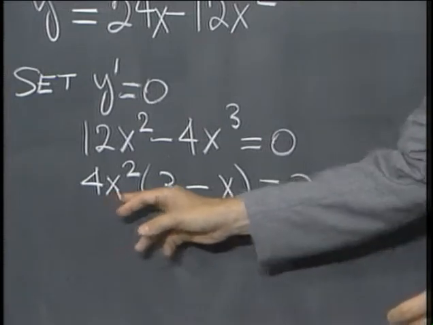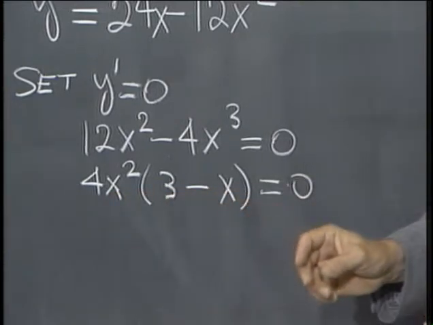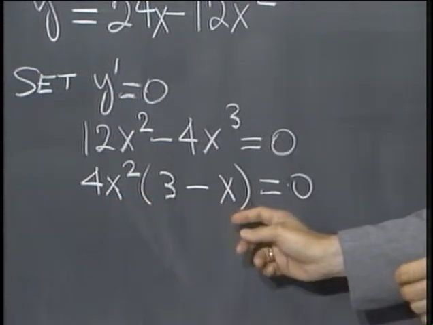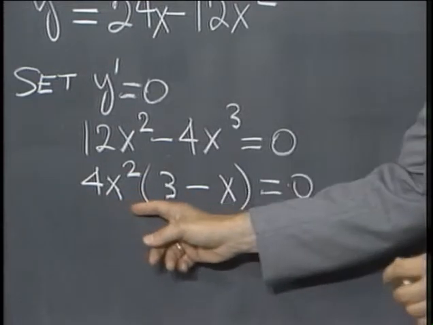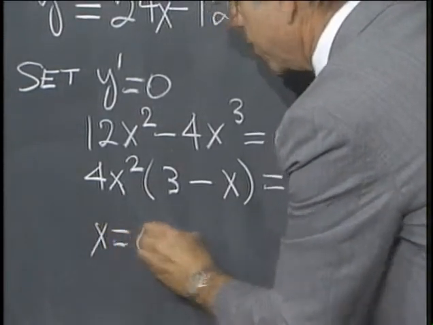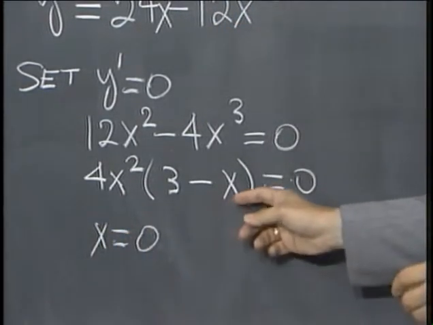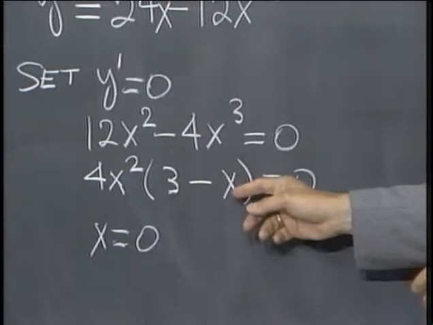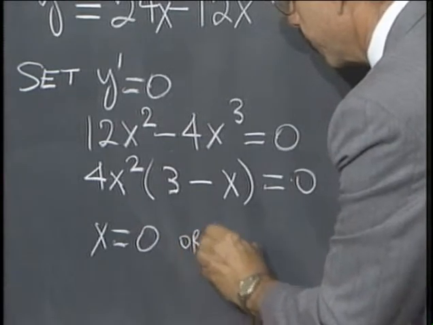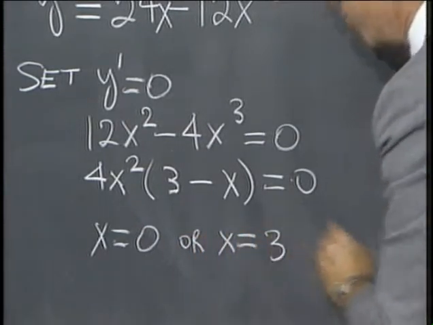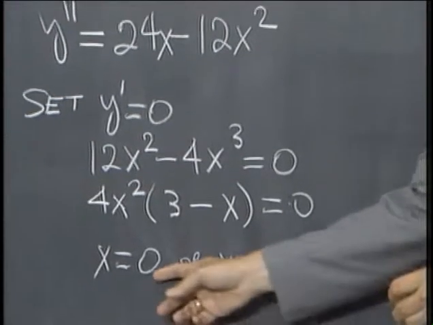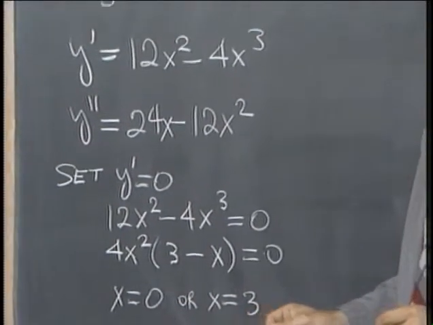We have two factors whose product is 0. The only way we can get this to happen is if at least one of the two factors is 0. There's only two possibilities. The only way 4x squared can equal 0 is if x equals 0. And the other possibility is that 3 minus x equals 0. And the only way that can happen is if x is equal to 3.